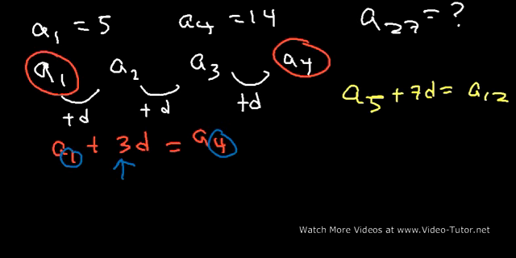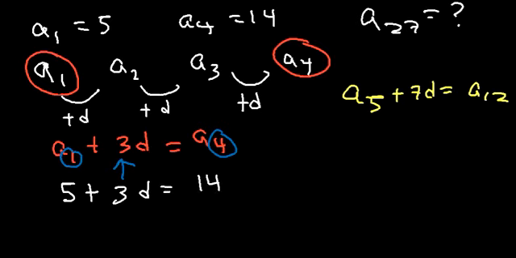Makes sense, right? 12 minus 5 is 7. So now let's solve for the common difference. The first term is 5, and the fourth term is 14. So 14 minus 5 is 9, and if you divide both sides by 3, d is equal to 3. Now that you have the common difference, what you can do is write a general equation.